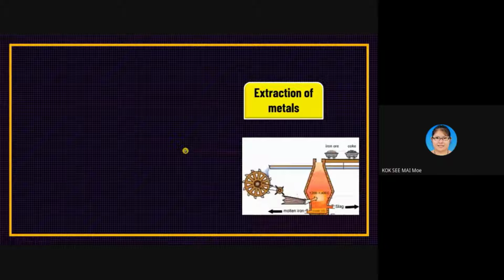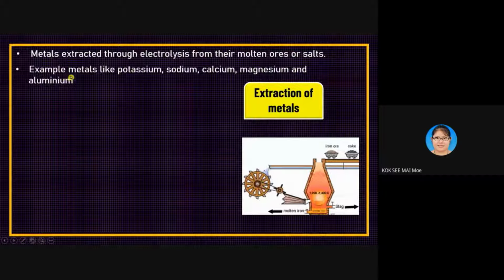So first, let's see the extraction of metal. Metal is extracted through electrolysis from their molten ores or salt. That means during this process, they need to use the ore. Another way is using the salt to extract the metal. Examples of metals we need to extract are potassium, sodium, calcium, magnesium, and also aluminium. These are all processes used to extract metal.